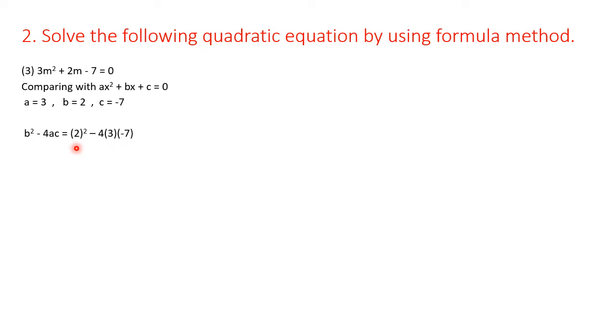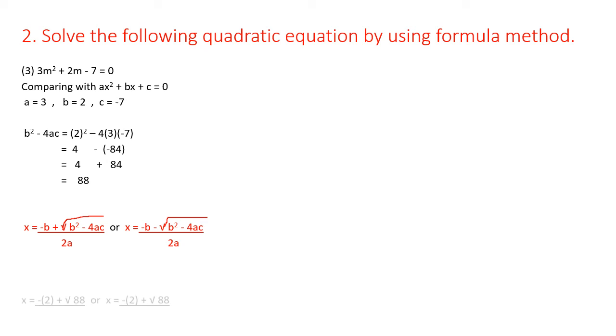Now 2 square is 4, and 4 3s are 12, 12 7s are 84. So we get this, but there is a negative sign with 7, so we put that inside the bracket. Now minus into minus is going to be plus, so 4 plus 84 is going to be 88. The next step is writing down the formula. So the formula is this, minus b plus or minus under root b square minus 4ac. After that we are going to substitute the values, and we get this.